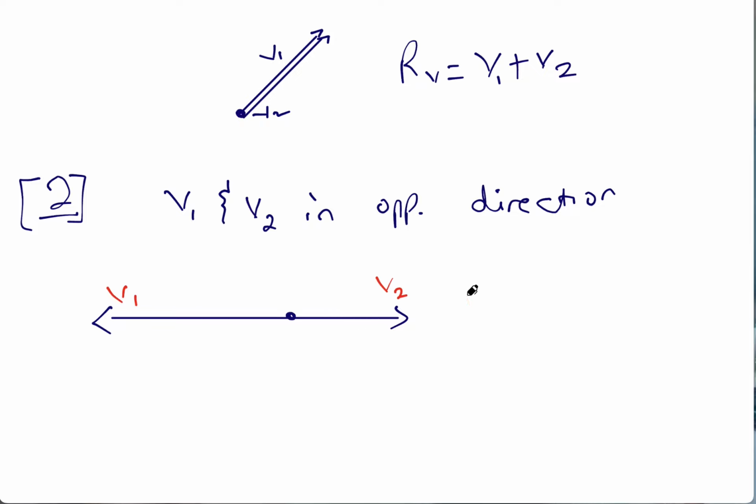So the resultant vector, as far as the magnitude is concerned, will be v1 minus v2. Now, if v1 is the greater one, then the direction of the resultant vector will be in the direction of v1. If v2 is the greater one, then the direction of the resultant vector will be in the direction of vector v2. And that is that about them moving in opposite directions directly to each other.